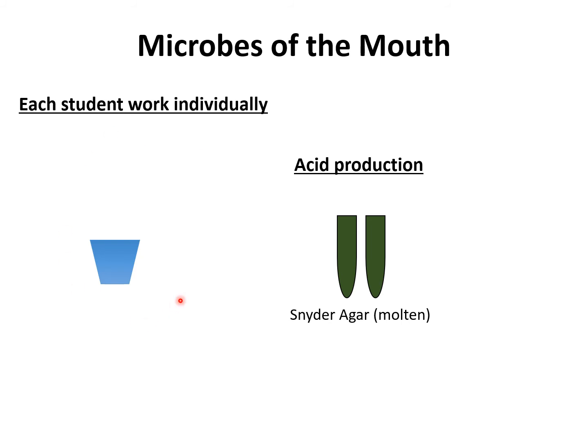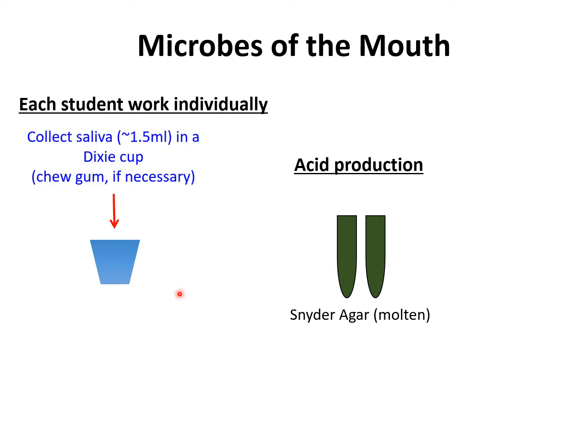Over here, let me show you what else we do. So we ask students to collect some of their saliva in a cup, and then we transfer 0.2 mils of saliva into these tubes that have agar in them, and we refer to them as the Snyder agar. The media is green in color, so those Snyder agar molten agar tubes are green in color, and since it has agar, we keep them in a hot water bath to keep the agar melted.